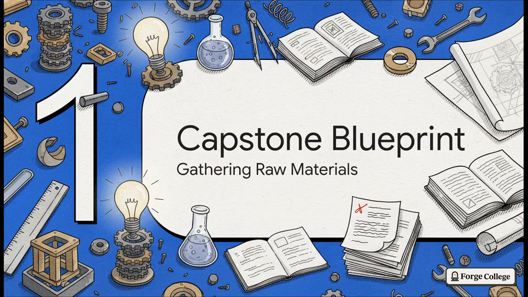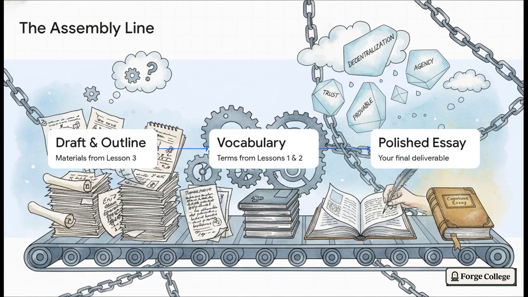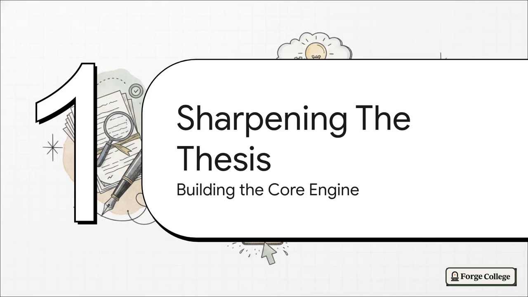Okay, Section 1, the capstone blueprint. Let's gather your raw materials. Think of this phase as bringing a chain of skills together. Step 1 is pulling up your draft and outline from Lesson 3. Step 2 is layering in that rich philosophical vocabulary you mastered back in Lessons 1 and 2, words like trust, decentralization, agency, and provable execution. By combining these core components, you're moving to Step 3, which is transforming those early notes directly into your beautifully finished capstone essay.